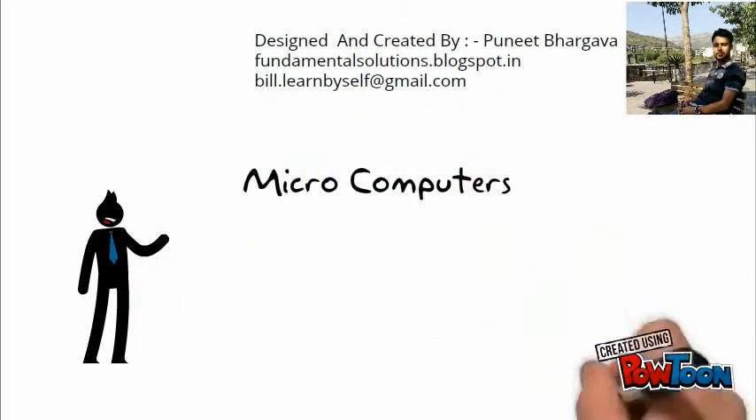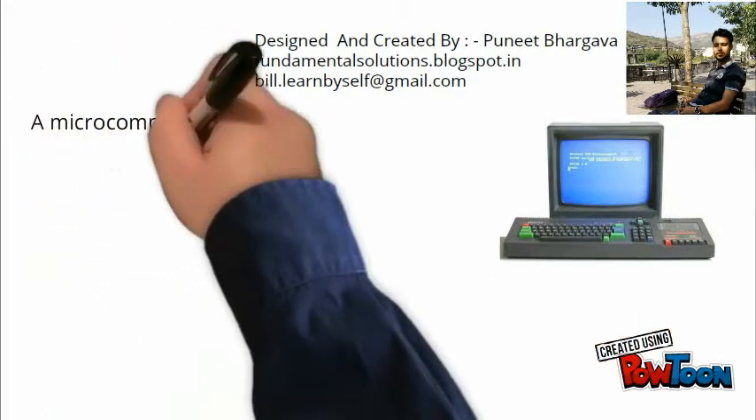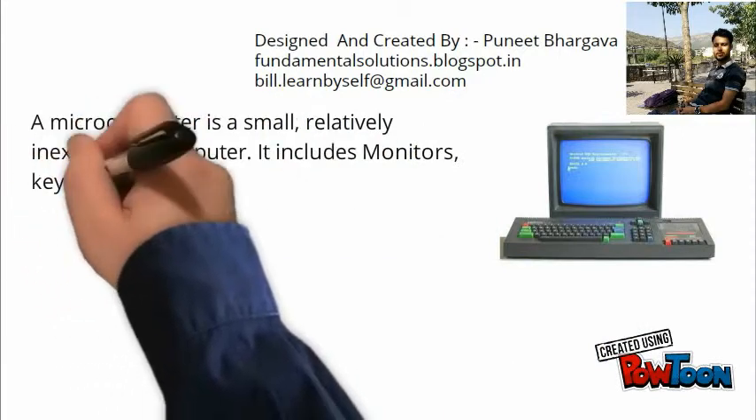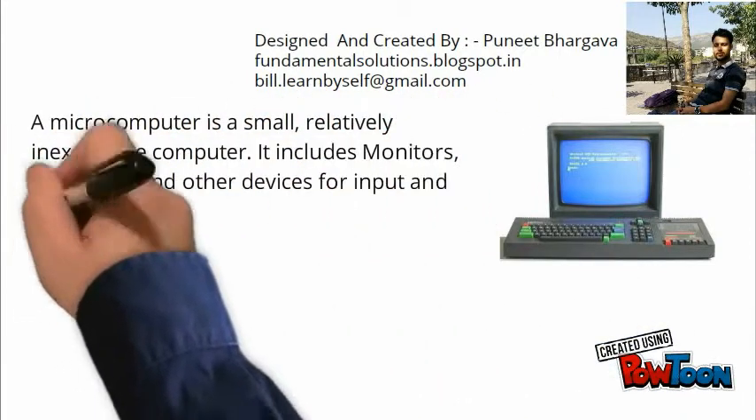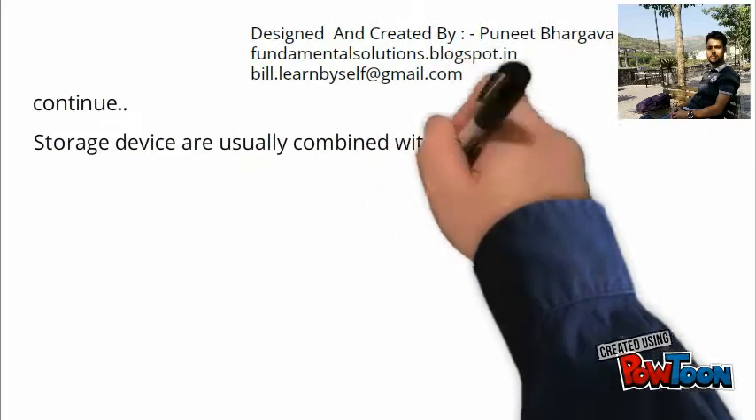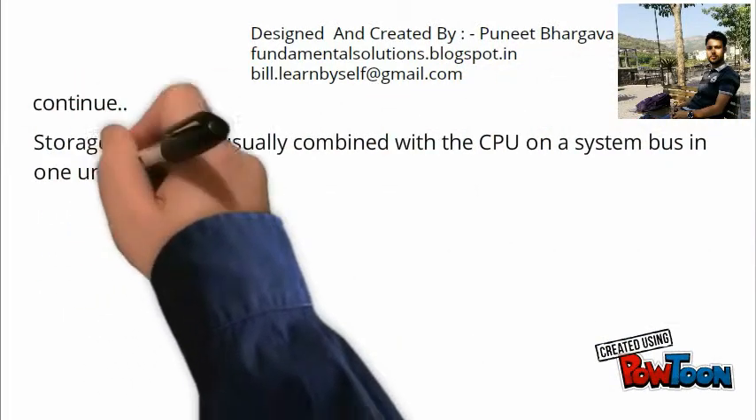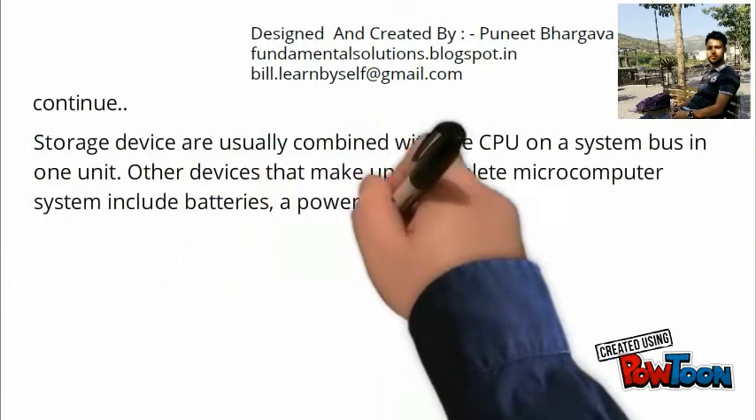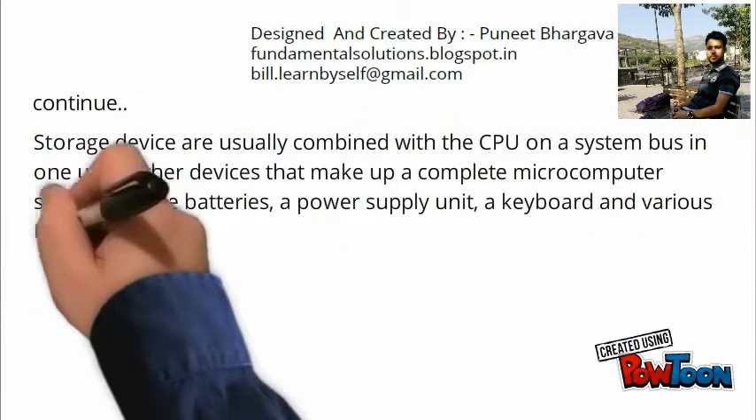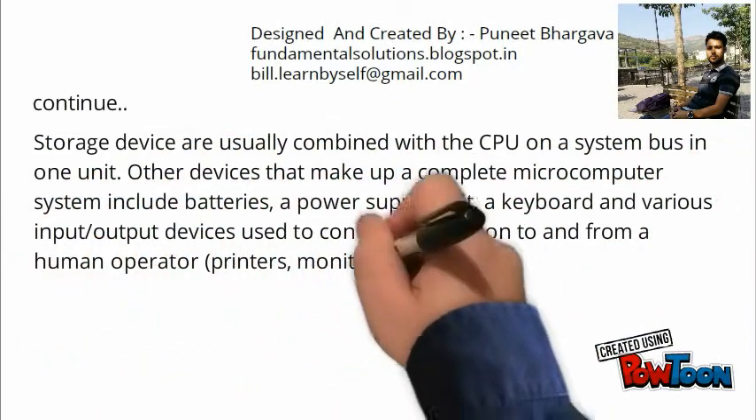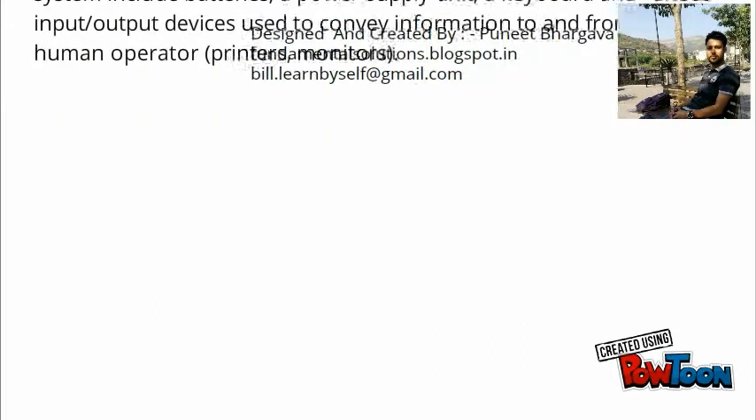A microcomputer is a small, relatively inexpensive computer. It includes monitors, keyboards, and other devices for input and output, which may be integrated or separate. Computer memory in the form of RAM and at least one other less volatile memory storage device are usually combined with the CPU on a system bus in one unit. Other devices that make up a complete microcomputer system include batteries, a power supply unit, a keyboard, and various input-output devices used to convey information to and from a human operator, such as printers and monitors.